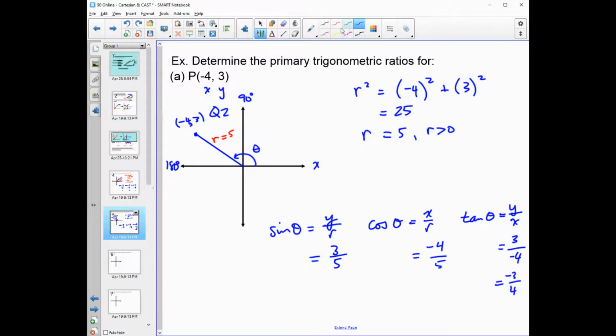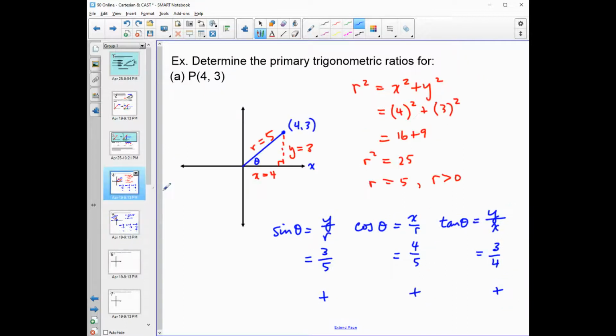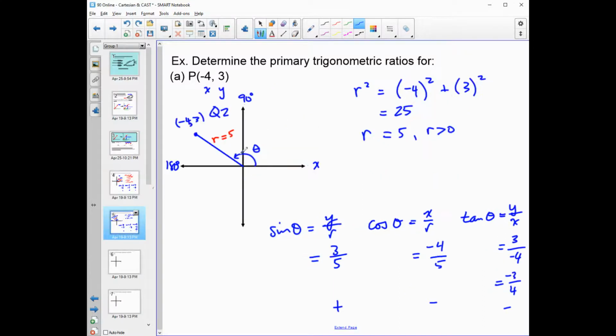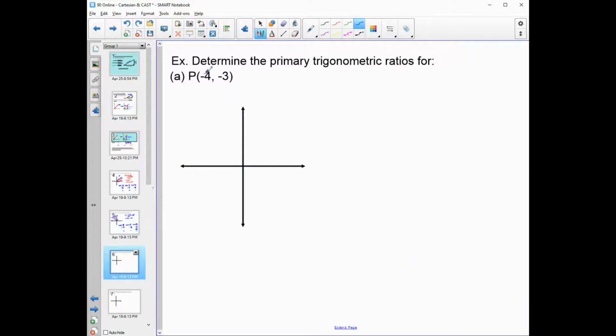And now this is where things maybe start to get interesting in a different way. That's a positive result, but those two are negative results. Whereas when we did this in quadrant 1, in the previous example, when we were working in quadrant 1, all of the results were positive. So now we've moved into quadrant 2, and only sine is positive. The other two are negative. Let's move on, probably not a surprise to you.